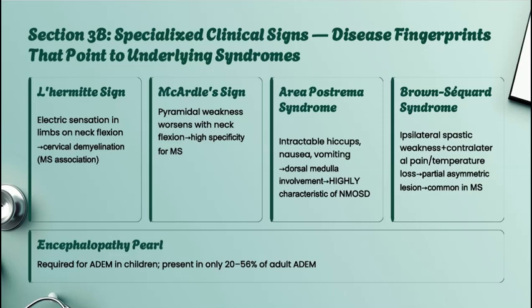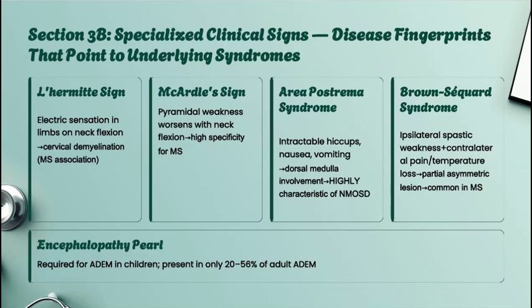Another important clinical pattern is Brown-Séquard syndrome. This results from a partial hemicord lesion. Clinically, patients demonstrate ipsilateral upper motor neuron weakness and loss of proprioception, alongside contralateral loss of pain and temperature sensation. This asymmetric presentation may be seen in partial inflammatory cord lesions, particularly in multiple sclerosis.